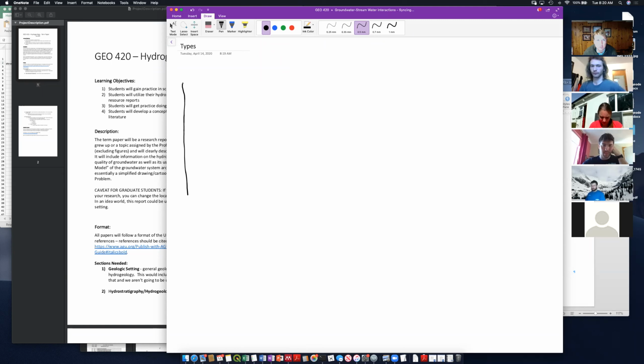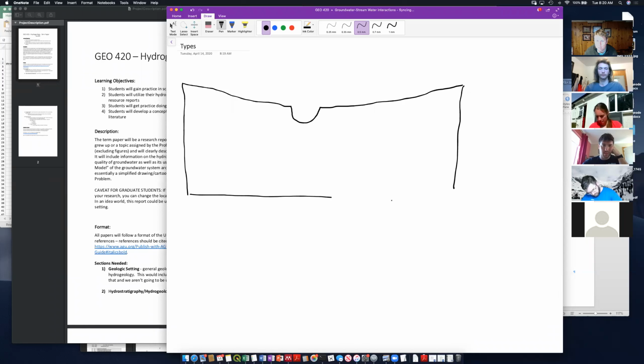So here's our land surface, stream channel, land surface. And here's the stream. Okay, so the first type of stream we'll discuss is one where the water table slopes upward away from the stream.